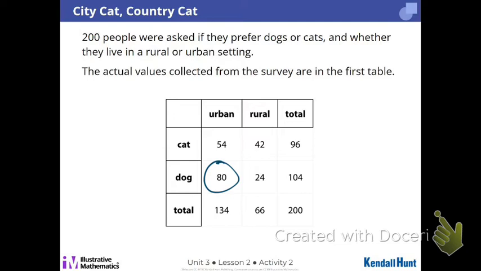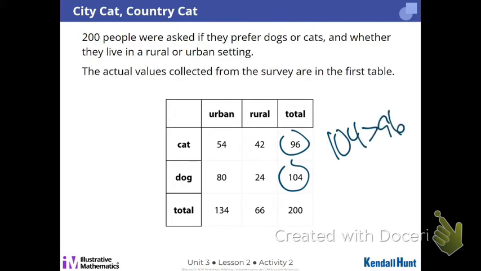So if they prefer dogs, 80. I'm not even reading my own answers correctly. I put 60 down for 4. I just read the 40. Among the people surveyed, are there more people who prefer dogs or cats? It looks like dogs. 104 is greater than 96.